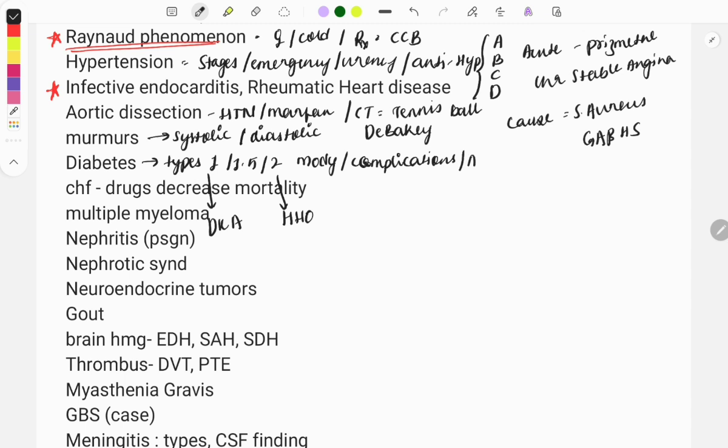And also questions are asked on the management and the drugs. Like in type 1, you need to manage it with insulin. So questions are asked on the types of insulin. And for type 2, you can use oral hypoglycemic drugs. There are various hypoglycemic drugs classified into various groups. So you need to remember all of them.